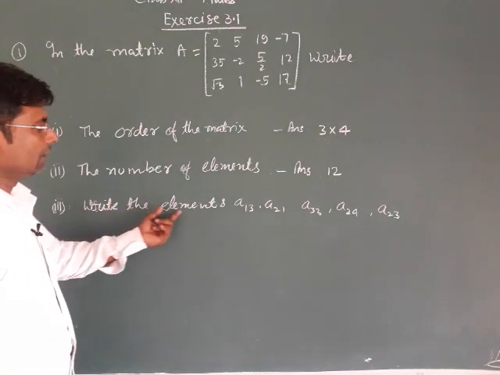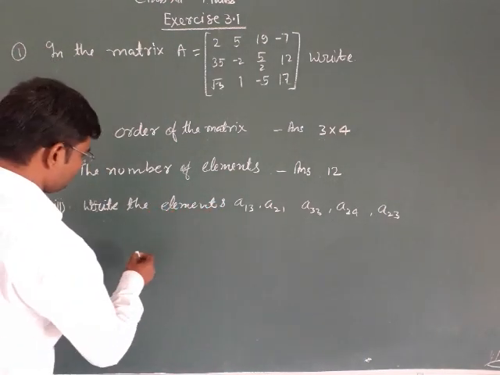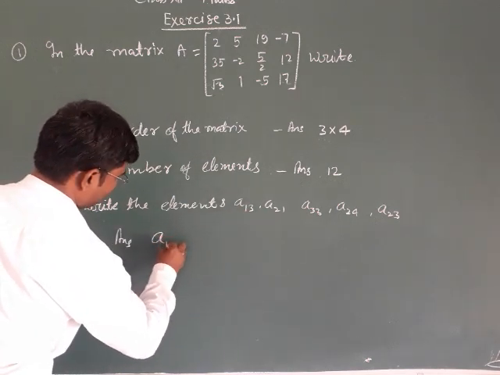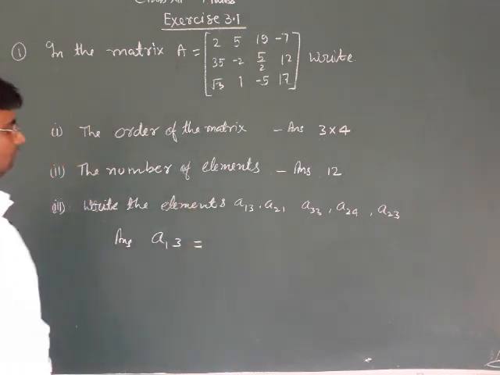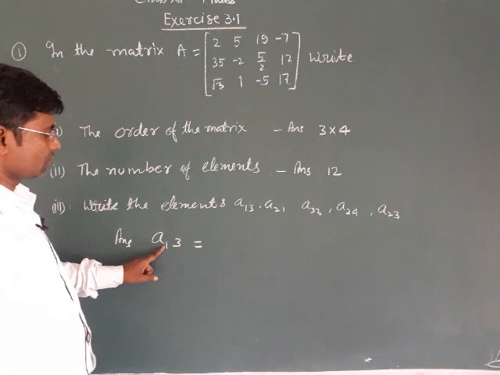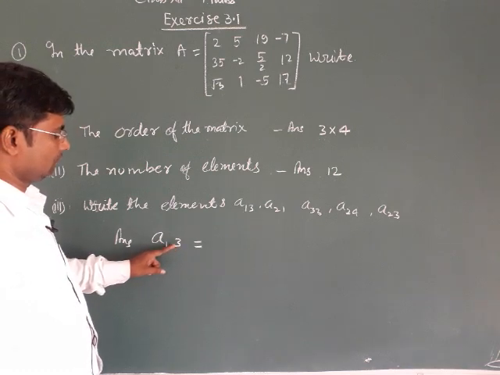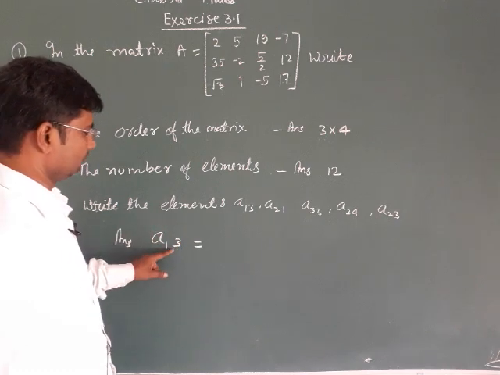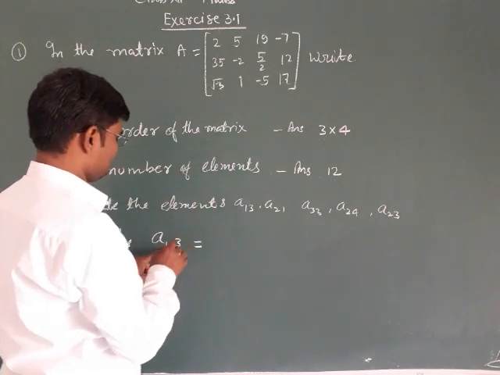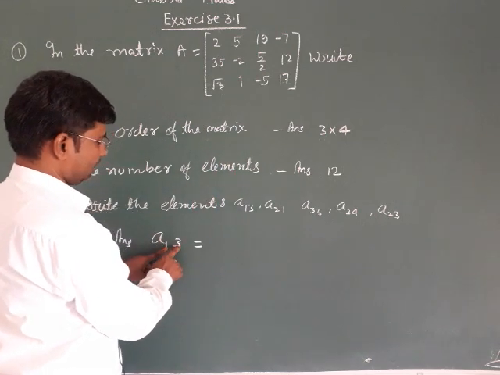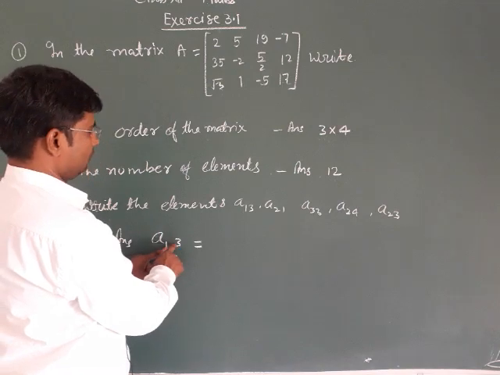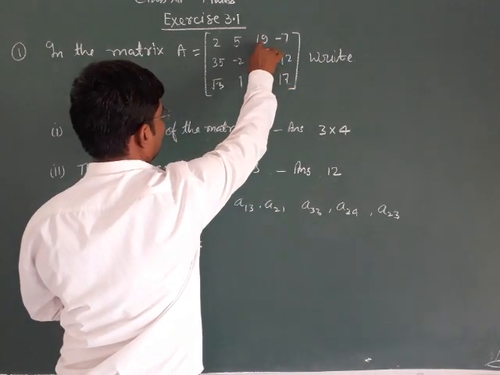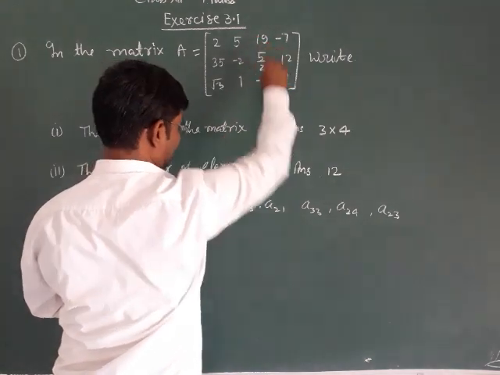Third, write the elements a13, a21, a33, a24, a23. A13 means first row and third column, the element at position 1, 3. Position 1, 3 means 19.